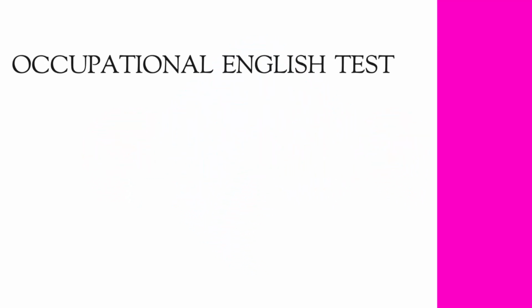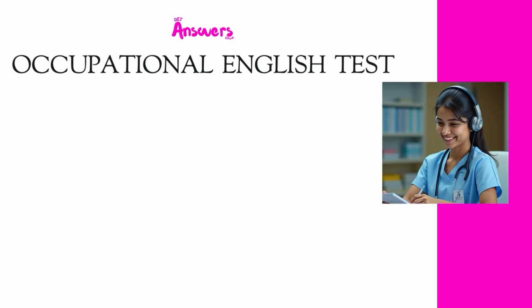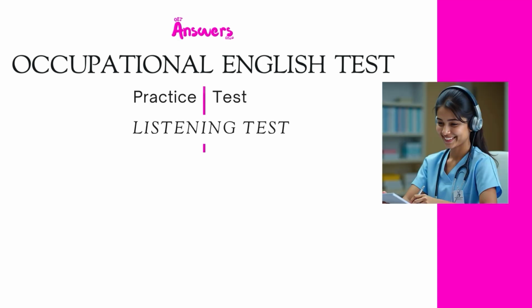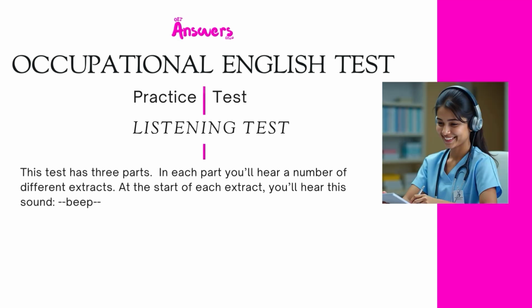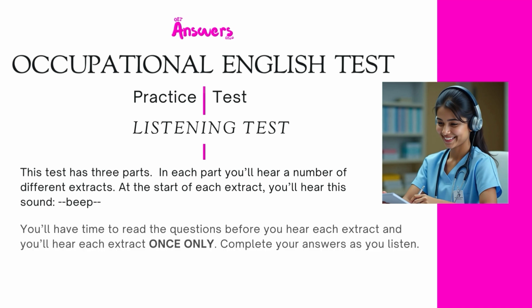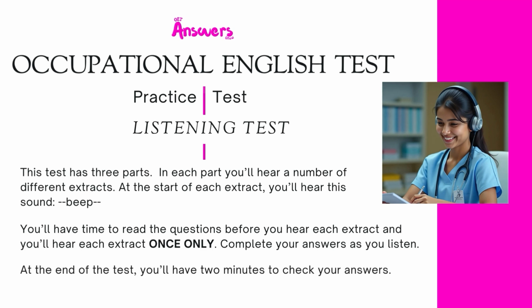Occupational English Test. OET Answers Practice Test, Listening Test. This test has 3 parts. In each part, you'll hear a number of different extracts. At the start of each extract, you'll hear this sound. You'll have time to read the questions before you hear each extract, and you'll hear each extract once only. Complete your answers as you listen. At the end of the test, you'll have 2 minutes to check your answers.